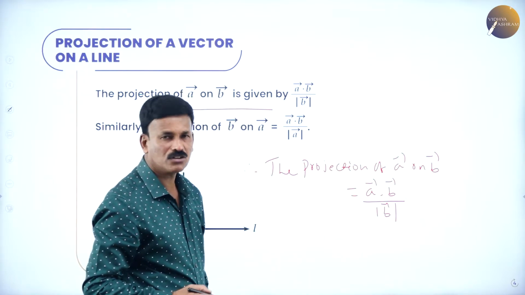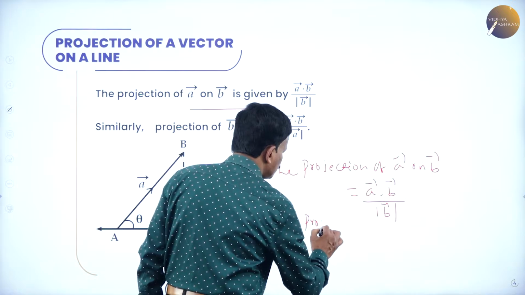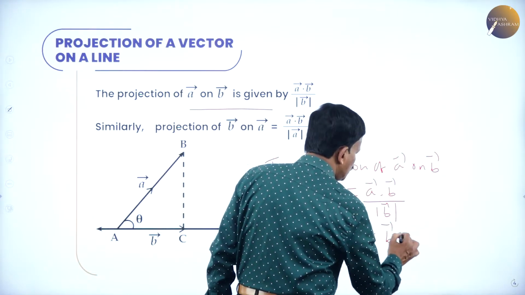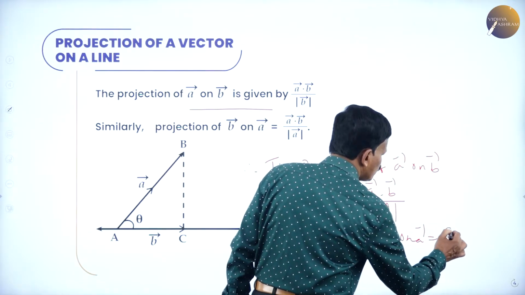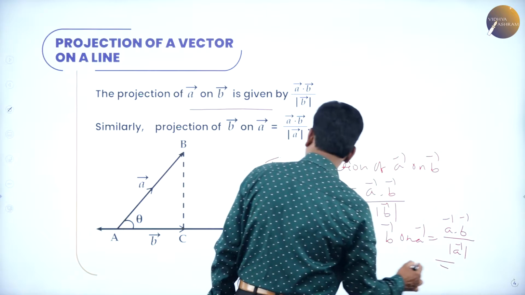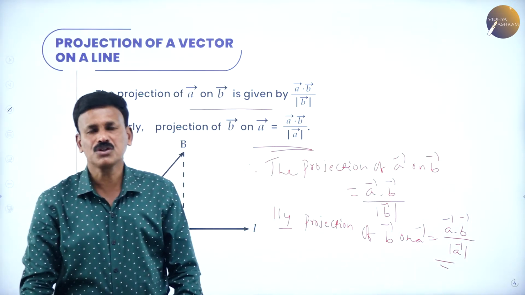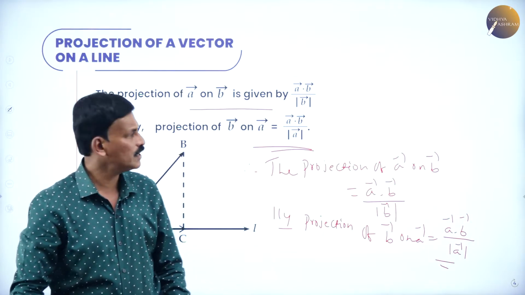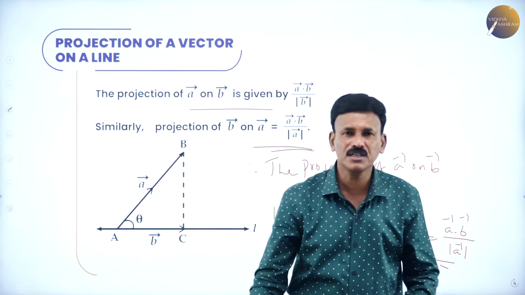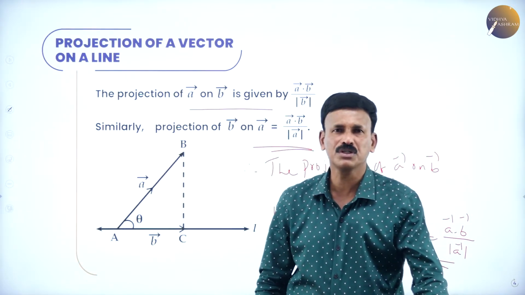On B is length of B. Similarly, the projection of vector B on A is the same, A dot B divided by length of A. These are very important concepts. So to find the projection, we are going to use the dot product. A dot B divided by length of B and A dot B divided by length of A will give the projection of the vector A on B or B on A. Okay, hope you followed. This is a very important concept.